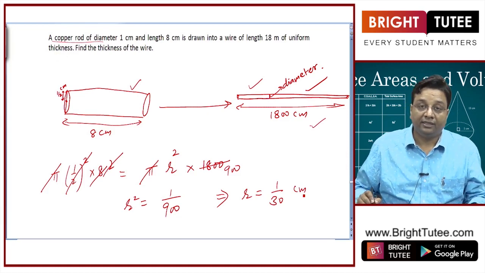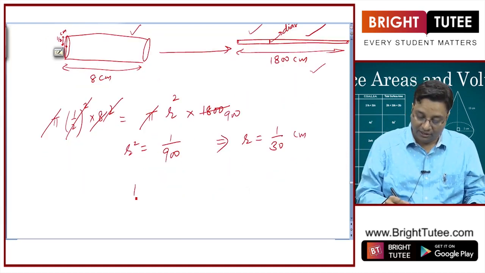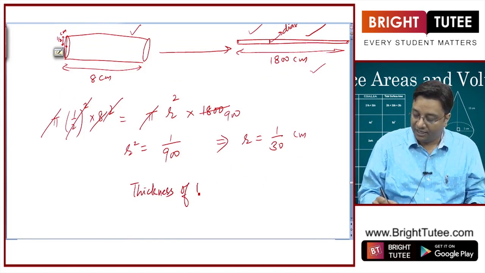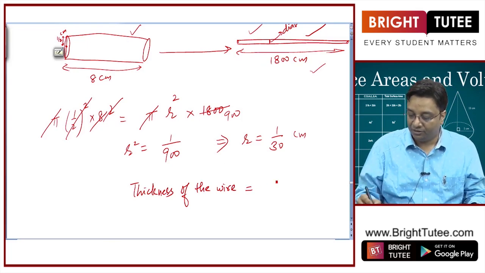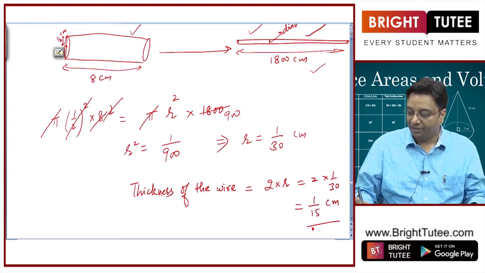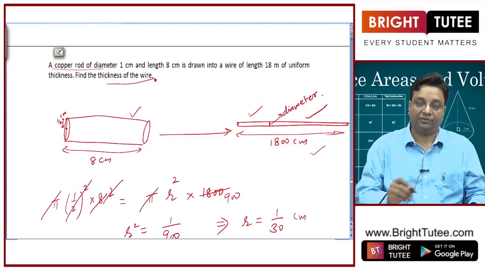But I need to find the thickness. Thickness is diameter, right? So thickness of the wire, or the diameter of the wire, is twice of r, which is equal to 2 into 1 by 30, hence it is equal to 1 by 15 centimeter, right? So this is your answer for thickness of this wire.